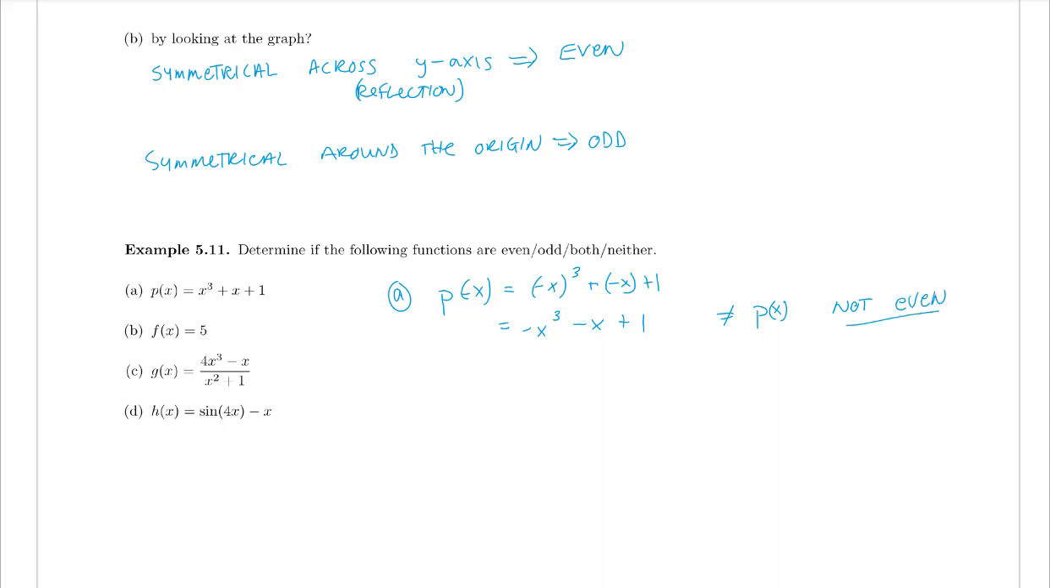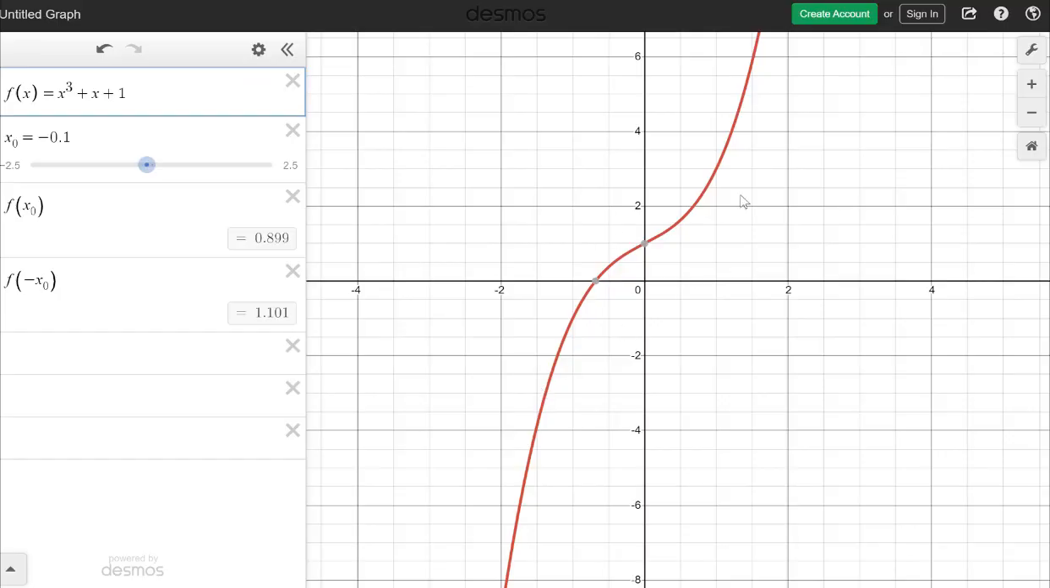And if we undistribute a negative here, will it look like p of x? So let's take a negative out here, and we get x cubed plus x minus 1. Now that is not x cubed plus x plus 1, so it's also not odd. And that means this one is neither odd nor even, or on WebWork you would just write neither. And if we take a look at a graph of that function, we can see that it's not symmetrical across the y-axis, because if we flip it here, it doesn't land on itself.